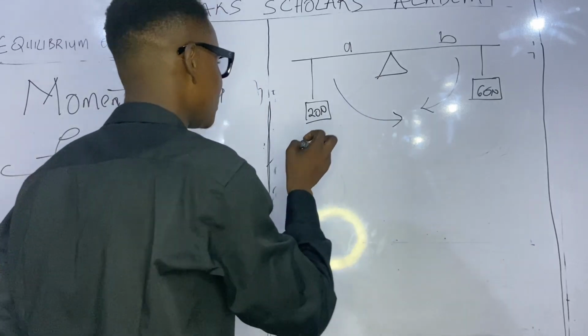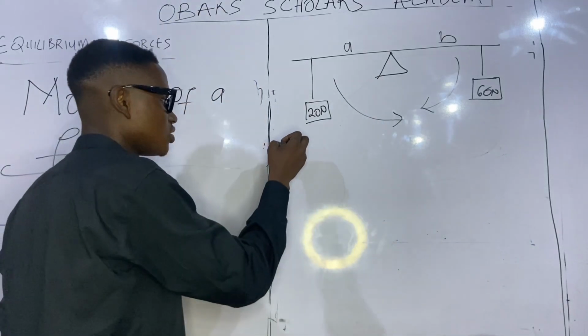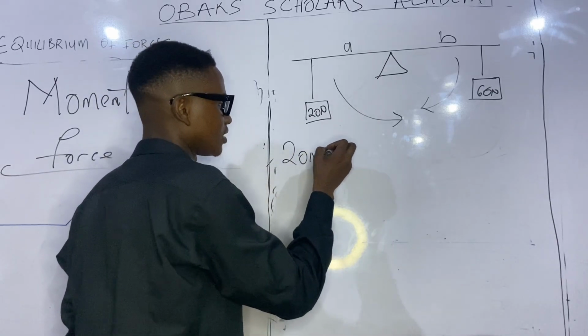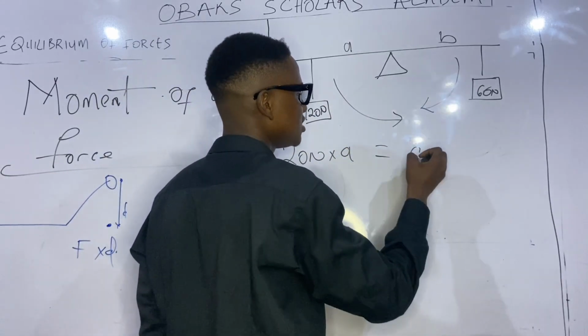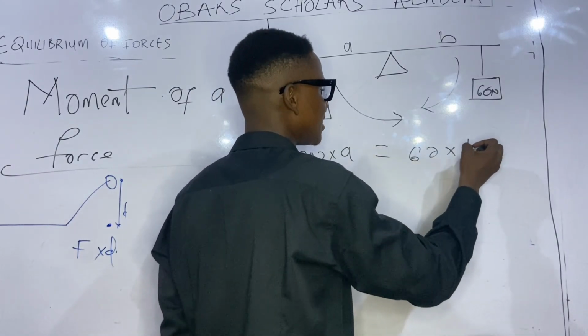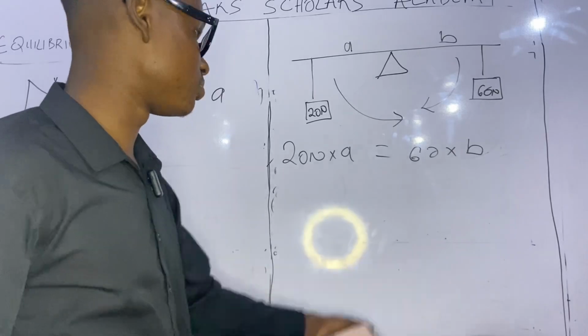So moment is force times distance. That's 20 Newton times the distance A, equal to 60 Newton times the distance B. Do you understand? And of course, this body is in equilibrium.